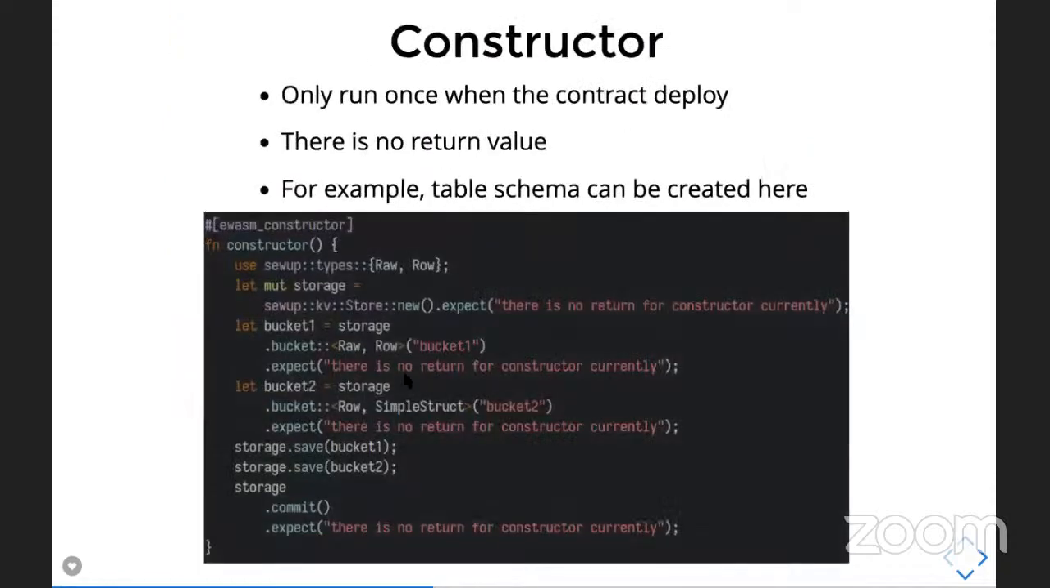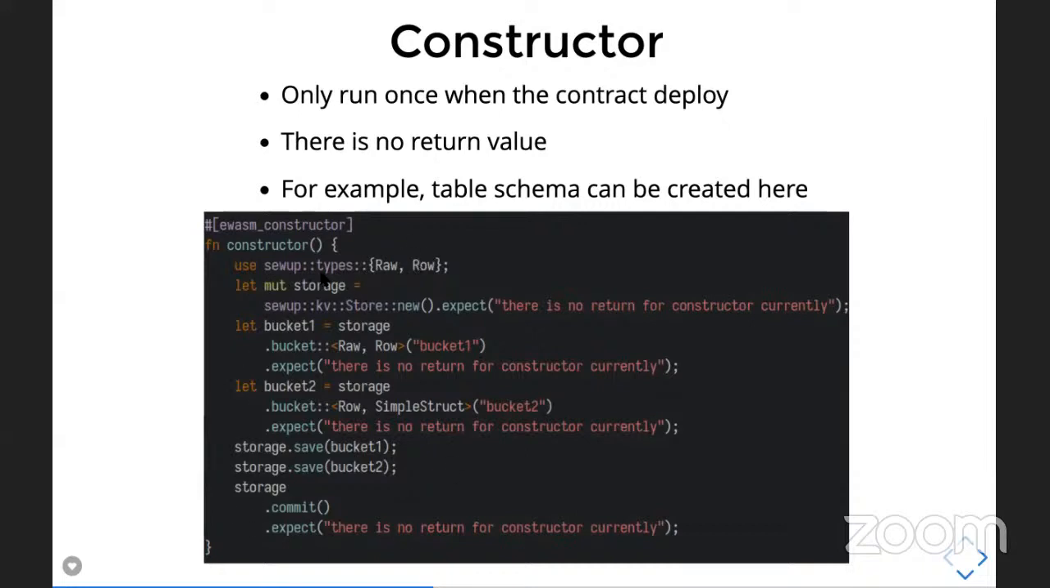Okay, so I need to talk in more detail about the contract constructor. Here, the constructor does things like this. This is a KV type of contract. In traditional web, sometimes we need to create a table or create a bucket for the storage. It is easy to write these things in the constructor.